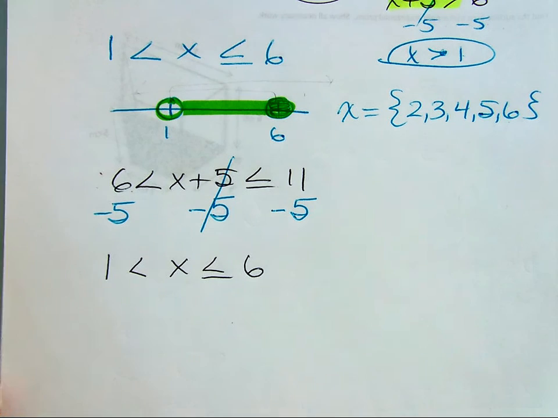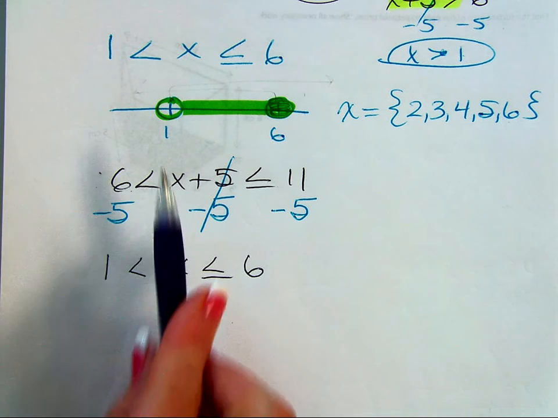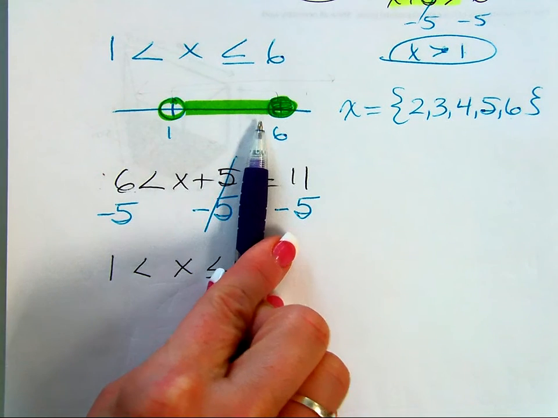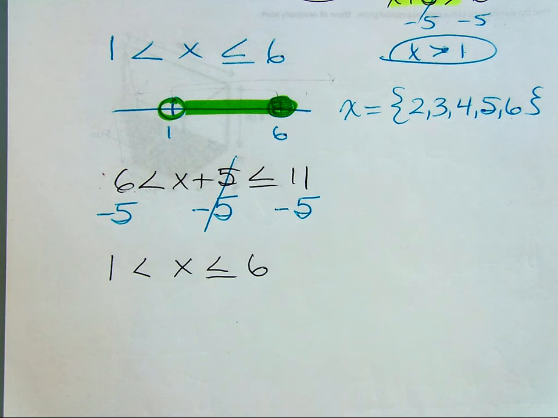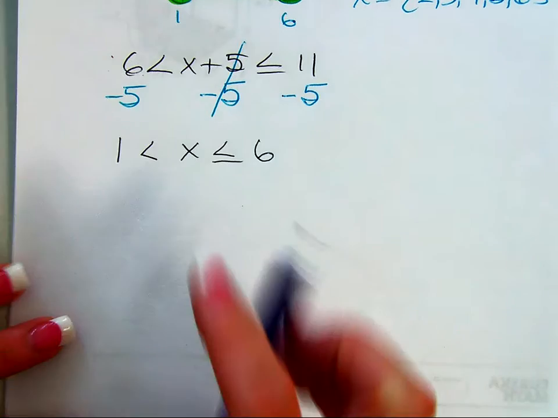My answer is already how it's supposed to be. I didn't separate. I didn't have to put it back in combined form. It's literally like a three-sided equation or inequality, and you just do the same thing to all three parts. To the 6, to the x plus 5, and to the 11. Not bad, huh? Okay, so let's take this one.